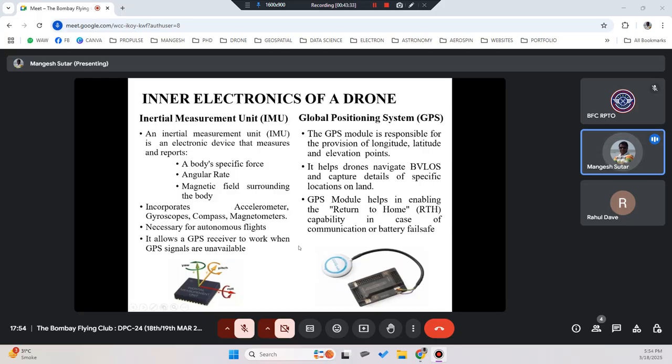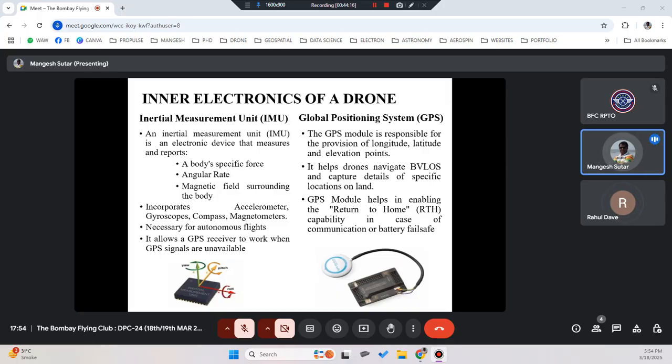Then there is something called the IMU. The IMU is another electronic device that measures and reports a body's specific force, angular rate, and the magnetic field surrounding the body, and it may have magnetometers. It incorporates an accelerometer, gyroscope, compass, and magnetometers. This is an important device which gives the complete orientation of the drone with respect to position, altitude, and the speed at which it is moving. The compass gives the heading or direction of the drone, and the magnetometer tells about the magnetic field surrounding the body.